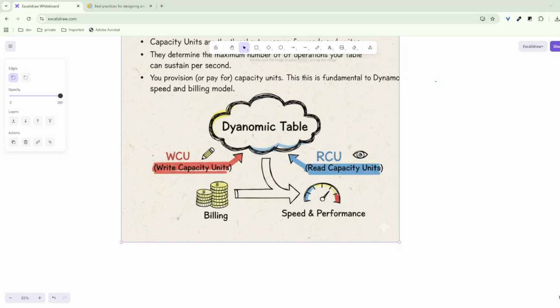Hey, hi guys. So in this video, we are going to cover what is RCU and WCU in a DynamoDB table. Let's try to figure out what it is.